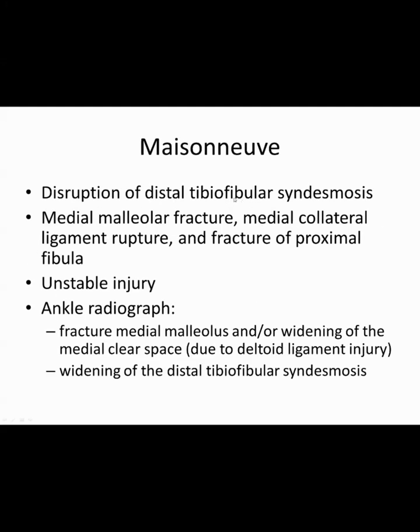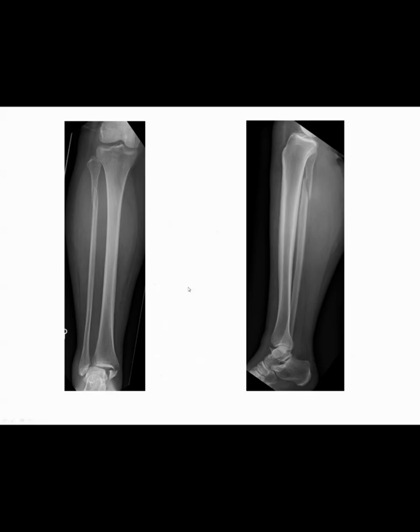So to summarize what we discussed before, a Maisonneuve fracture involves either a fracture of the medial malleolus and/or widening of the medial clear space due to deltoid ligament injury, and widening of the distal tibiofibular syndesmosis, all of which we saw on our radiograph for this patient. And lastly, when we do the tib-fib radiographs, we would expect a fracture of the proximal fibula. And when we look at the imaging provided in your module, we can notice this obliquely oriented fracture of the proximal fibular shaft.